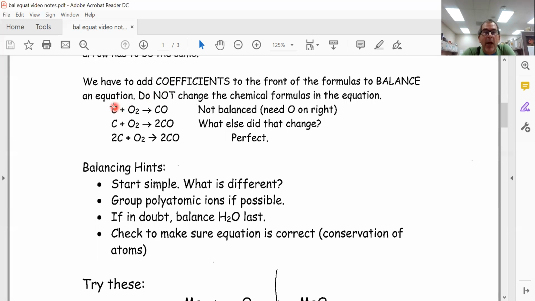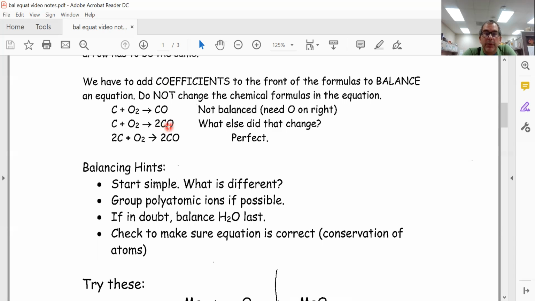Okay, so now I have carbon plus oxygen, which is O2, it travels in pairs, forms carbon monoxide. So this is a different chemical reaction because carbon monoxide is different than carbon dioxide. So we've got carbon plus O2. Now I look at it, what's different? Well, 1 carbon, but I have 2 oxygens here, so I need 2 oxygens here. I can't just put a 2 down here as a subscript because I don't want to change the formula, but I can put a 2 out in front.